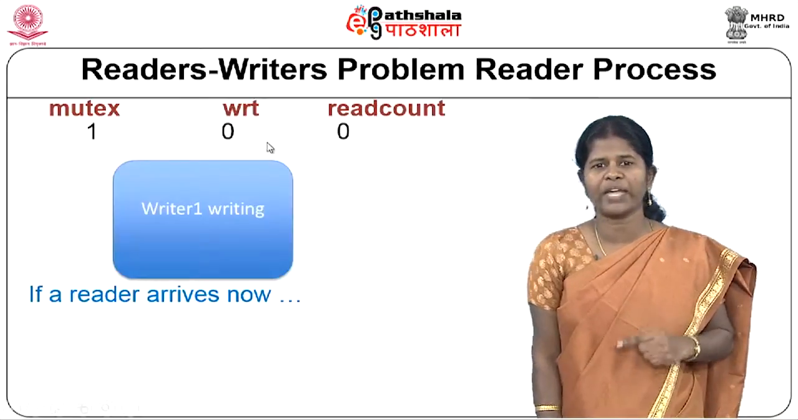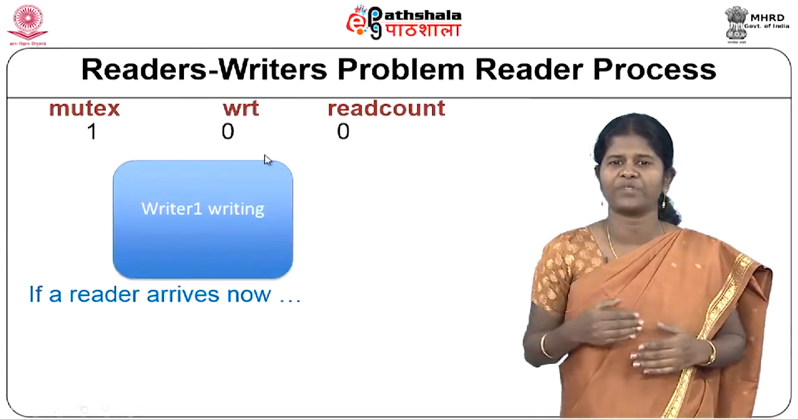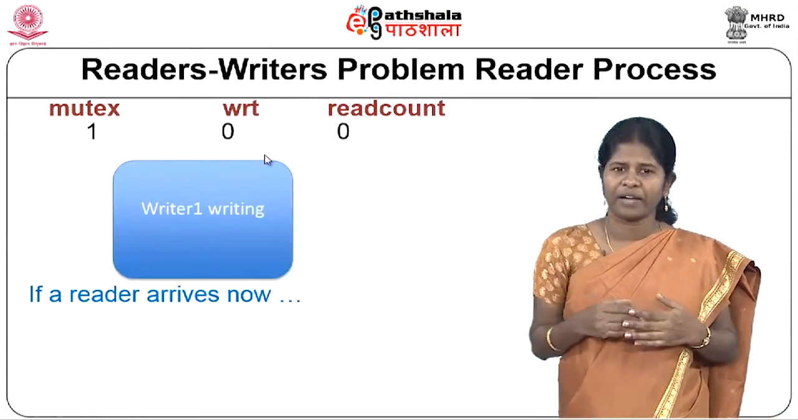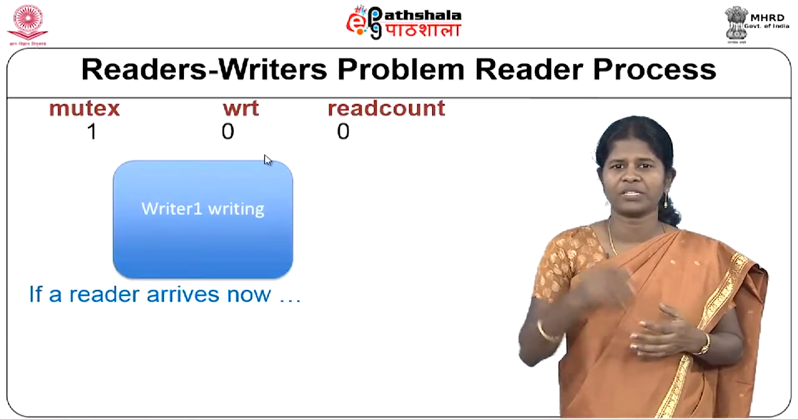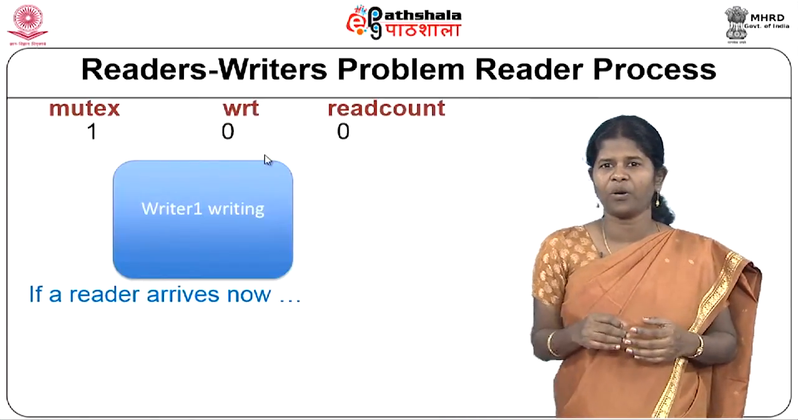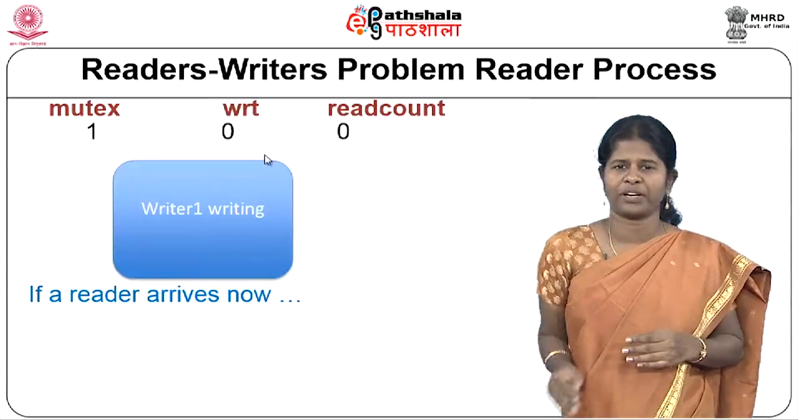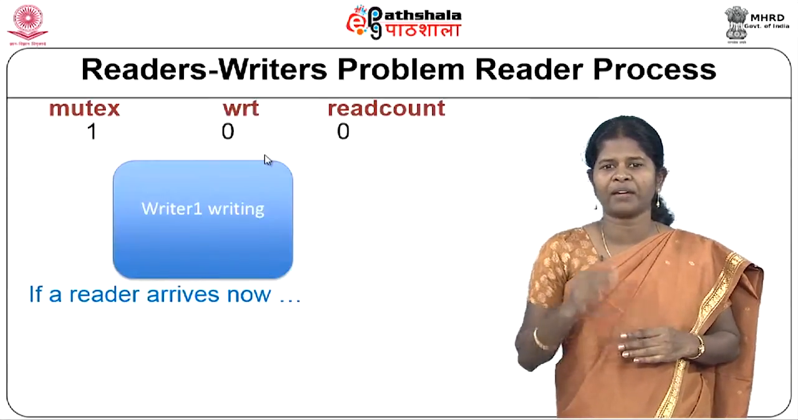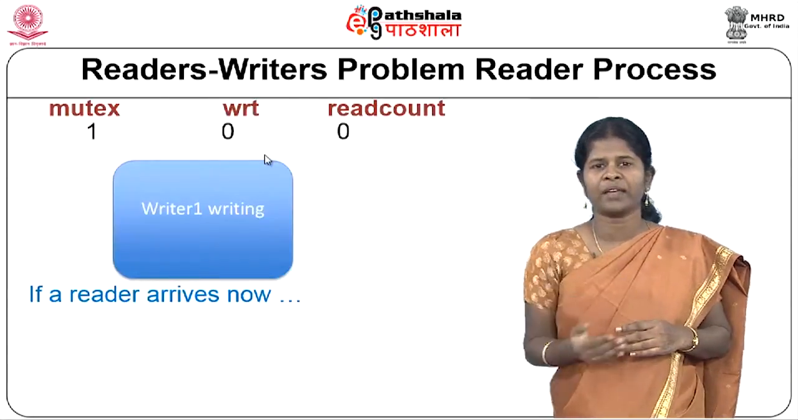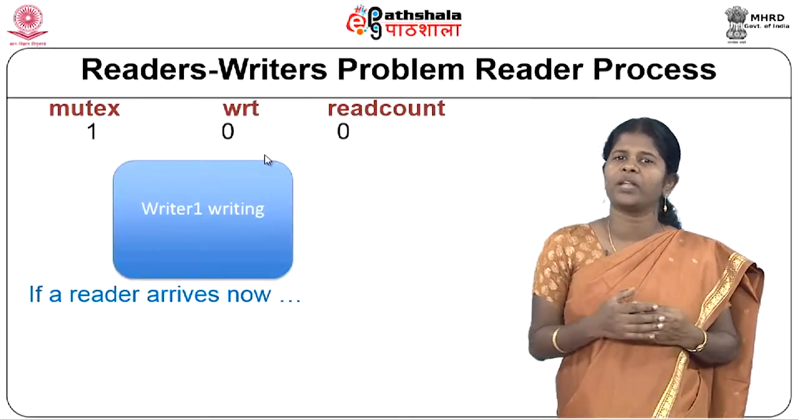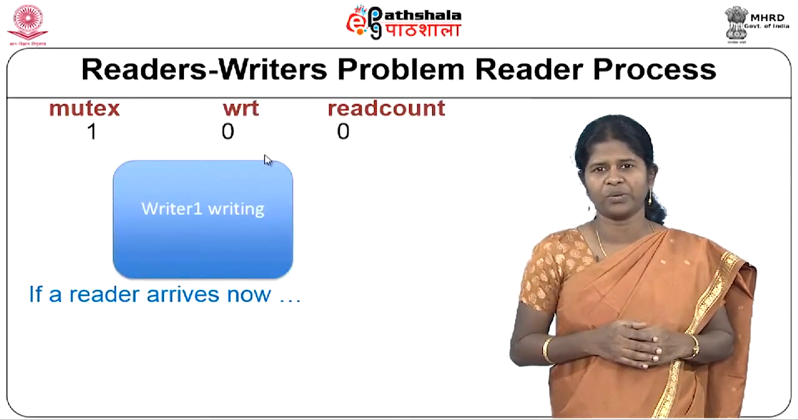When it executes wait on WRT, it will have to wait for the writer process to finish because the value of WRT is 0 and wait of WRT will put the reader to the waiting state. And only when the writer finishes writing, it will signal WRT and it will let the next reader to read.